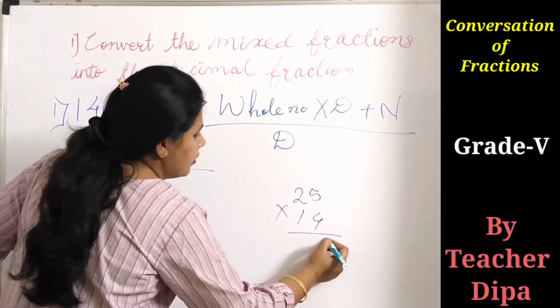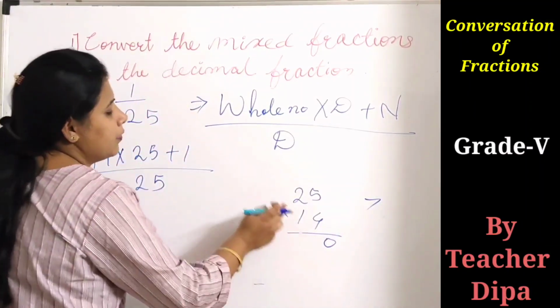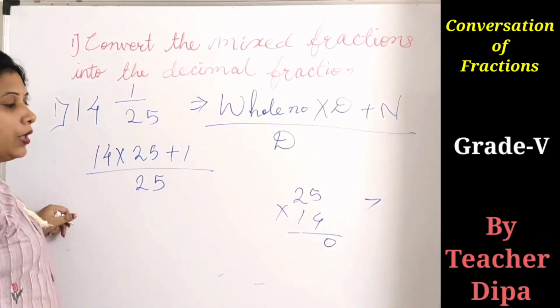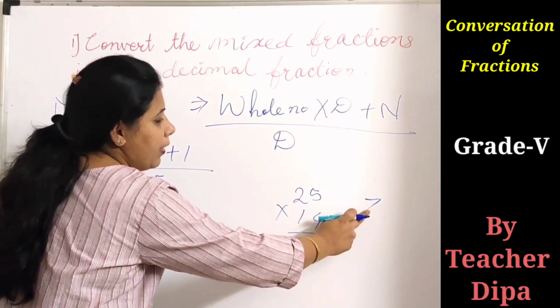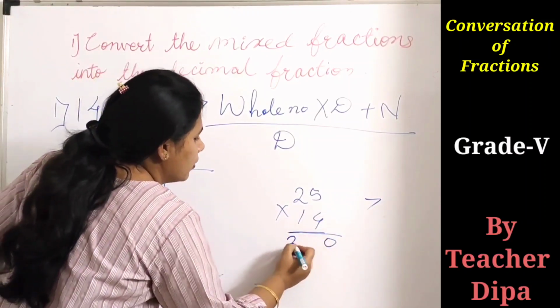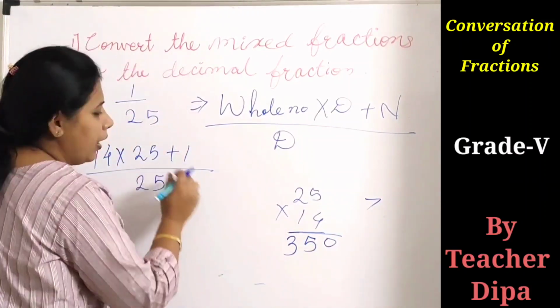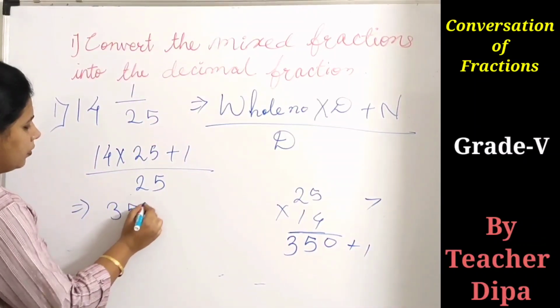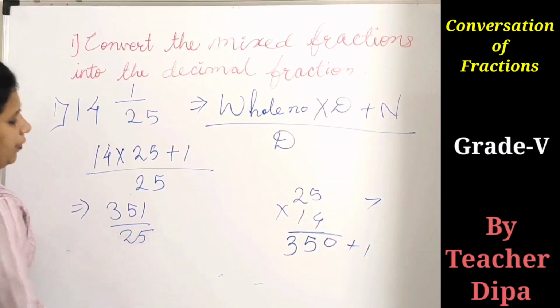5 0s are 0 here, and 7 I am writing here. 7 1s are 7, 7 2s are 14, add 7 in that, 14 and 7 is 21. Then when we add the 7 in that, I got 35, and I need to add 1 in that. So I am getting 351 divided by 25.